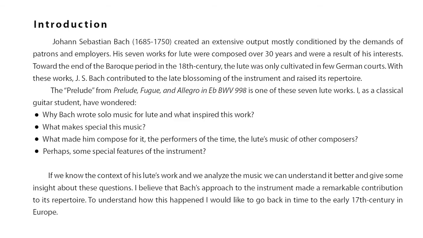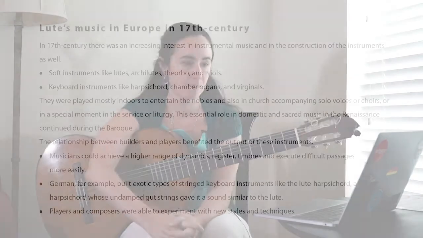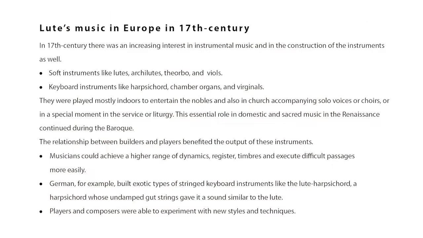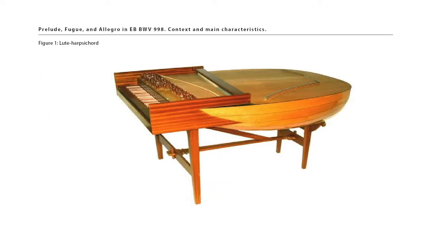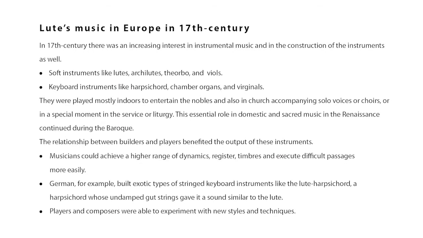To understand how this happened, I would like to go back in time to the early 17th century in Europe. In the 17th century, there was an increasing interest in instrumental music and in the construction of the instruments as well. As a result, the relationship between builders and players benefited the output of these instruments. Germans, for example, built exotic types of stringed keyboard instruments like the lute harpsichord, a harpsichord whose undamped gut strings gave it a sound similar to the lute. Players and composers, in general, were able to experiment with new styles and techniques.